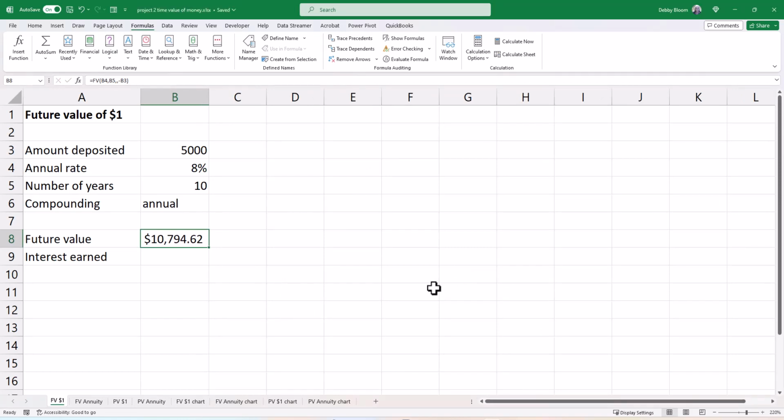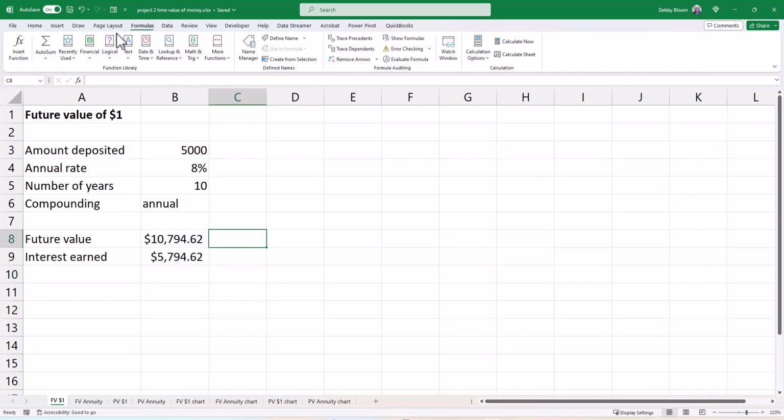And the answer is that my money more than doubles. The future value is $10,794.62. What's the difference between the principal and the maturity value? It's the interest. So the interest earned is just the difference between the future value and the amount deposited.